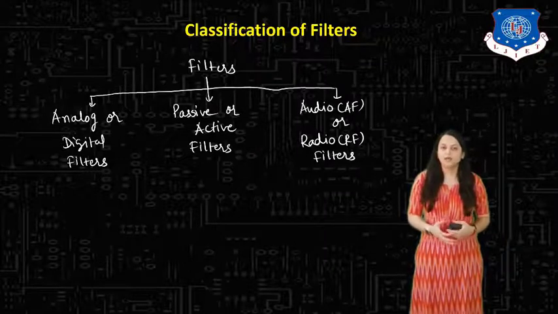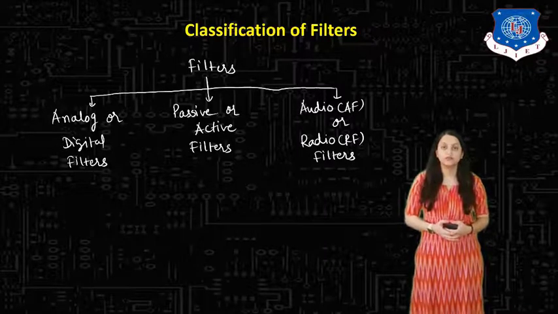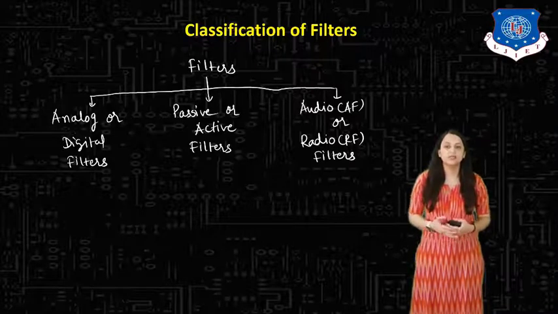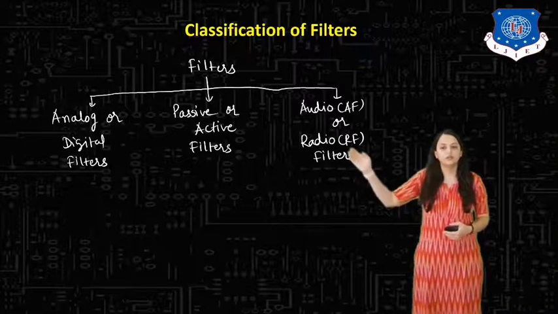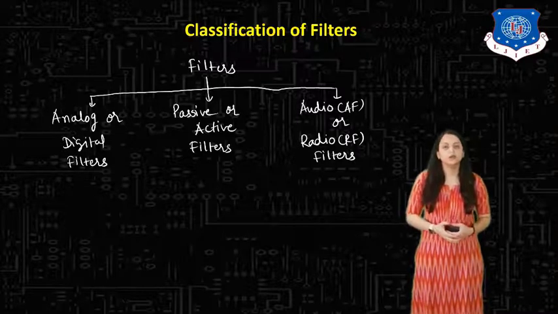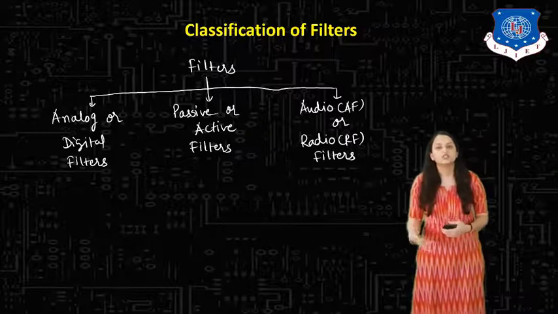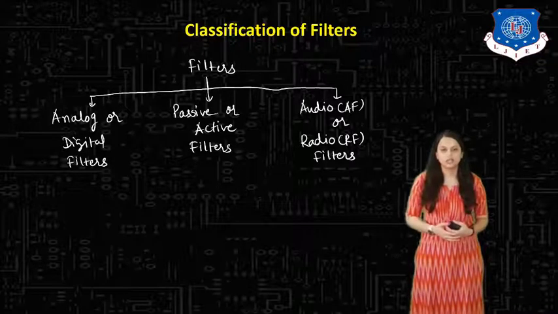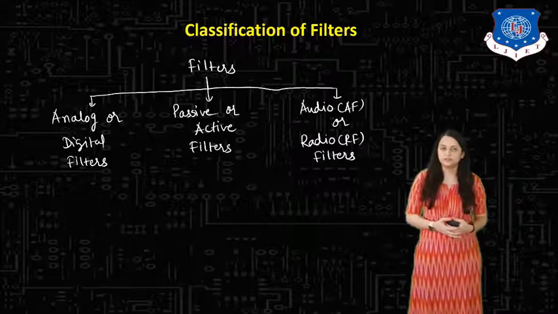On a broader category, the filters are classified into three types. First one is analog or digital filter. Second one is passive or active filters. And the third one is audio frequency AF or radio frequency RF filters. Now, in the first one, that is analog or digital filter, the classification is done based on which components and for which the output waveforms are designed, that is analog or digital filters.